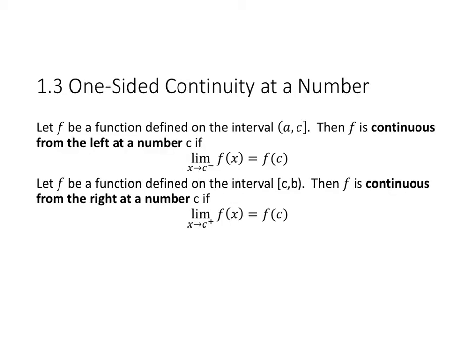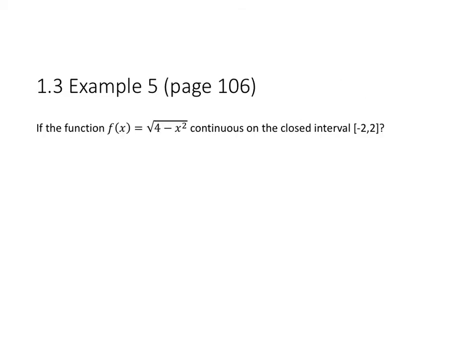Now, one-sided continuity means that the function approaches the same number from the left as the function value, or approaches the same number from the right as the function value. In order to be continuous overall, we look for all of these points to be hit. The left has to equal the function, has to equal the limit from the right. So when I look at example 5 on page 106, it's asking me to determine the continuity on a closed interval from -2 to +2 of f of x equals the square root of 4 minus x squared.